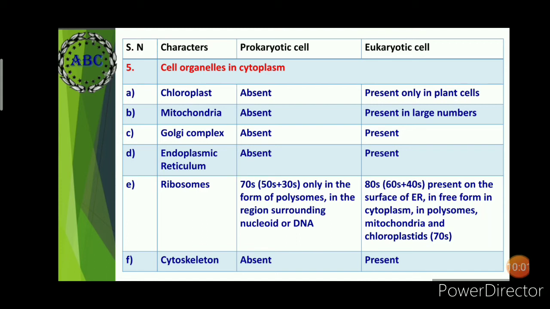Ribosomes: the prokaryotic cell shows 70S ribosomes only in the form of polysomes and in the region surrounding the nucleoid or DNA. Whereas in eukaryotic cells, 80S ribosomes are present on the surface of endoplasmic reticulum, in the free form in cytoplasm, and in polysomes, and mitochondria and chloroplastids show 70S type of ribosomes, which are present in the organisms having eukaryotic cell. Cytoskeleton is absent in prokaryotes, whereas it is present in the eukaryotic cell.